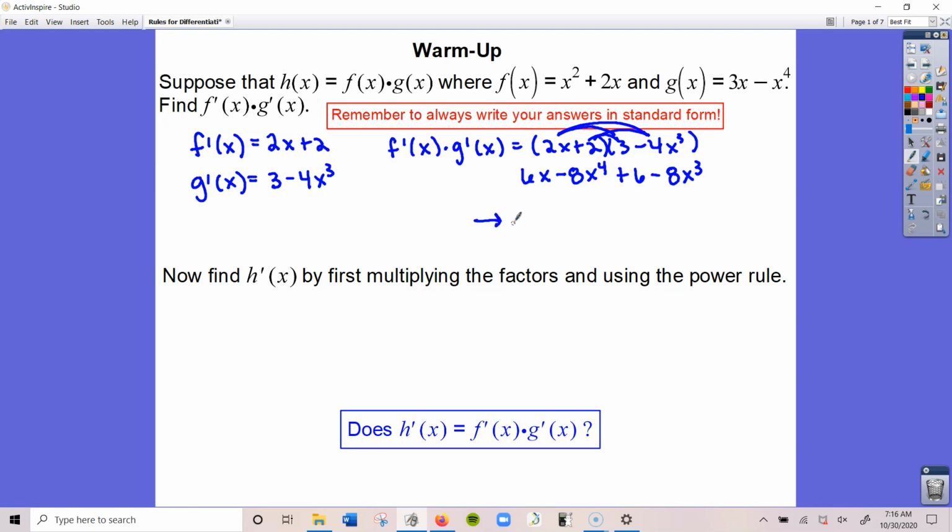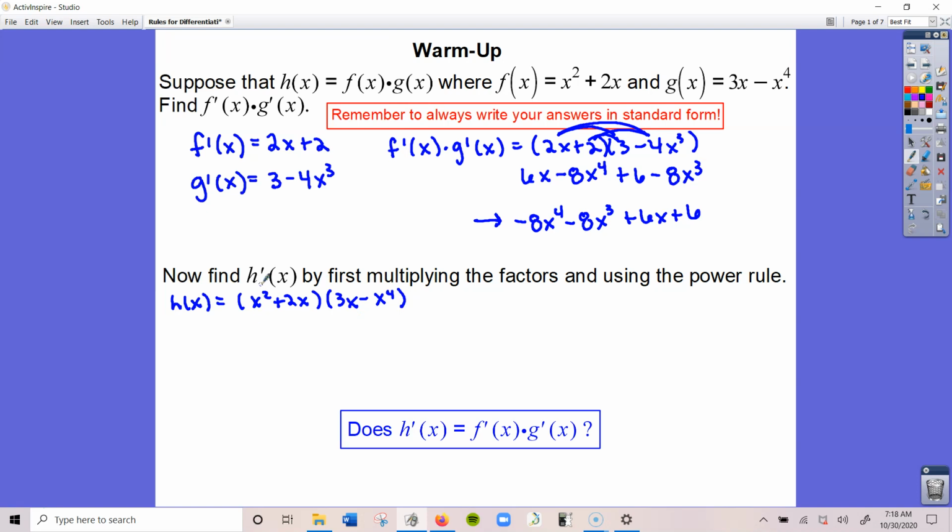So our final answer for f prime times g prime would be negative 8x to the fourth minus 8x to the third plus 6x plus 6. So now we're going to actually find h prime by multiplying out the factors of f times g and then figuring out the derivative. So h of x is equal to f of x times g of x. So we're going to do x squared plus 2x times 3x minus x to the fourth.